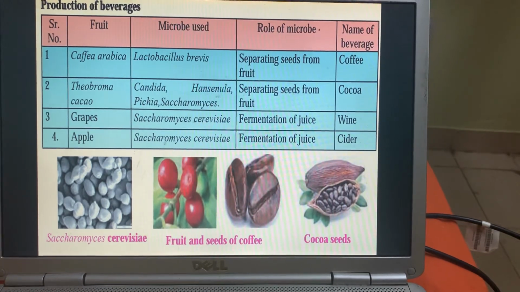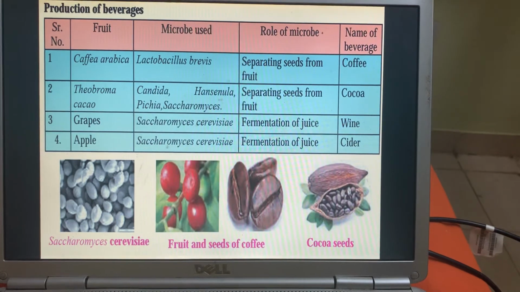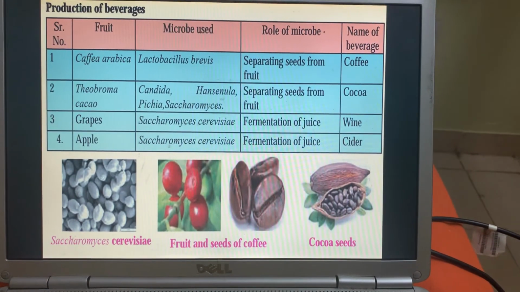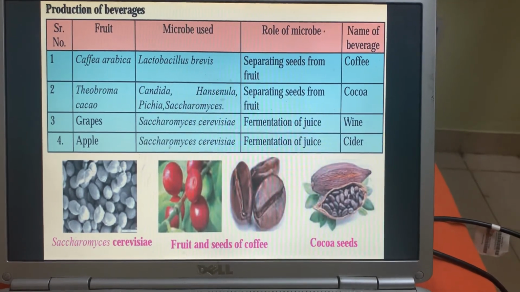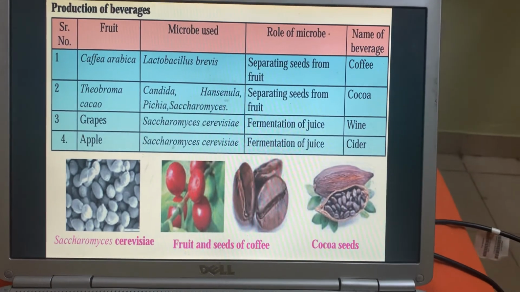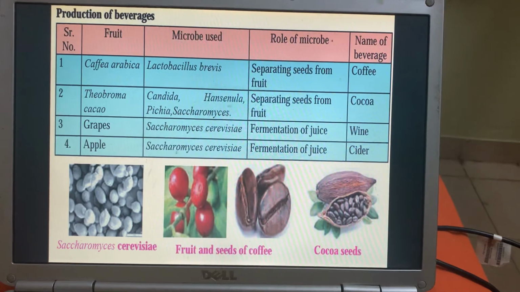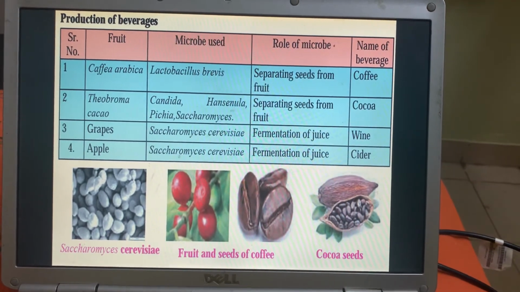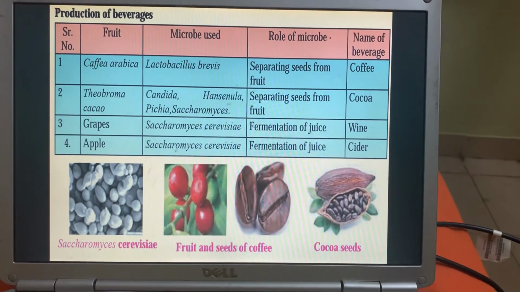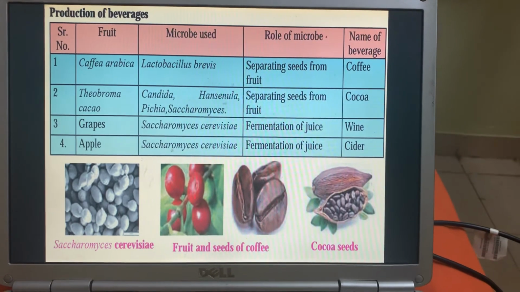Next is Theobroma cacao. The microbes used are Candida, Hanseniaspora, Pichia and Saccharomyces. Again, what does it do? It separates the seed from the fruit, and what is produced? Cocoa powder is produced. Then in grape and apple, what is happening? In grape juice and apple juice, Saccharomyces cerevisiae, that is yeast, is added. If it is added to grape juice, wine is produced. If it is added to apple juice, then cider is produced.